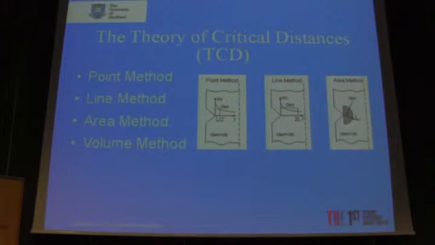The theory of critical distances can be formalised into four main methods, which are the point method, the line method, the area method and the volume method. The common feature within all of these methods is that they assess the elastic stress field ahead of a stress concentration feature using the critical distance, and the components are assumed to fail when the stress at the critical distance reaches the material strength. The critical distance can be formalised mathematically using this formula, as we've seen in previous presentations, making it a function of the plane strain fracture toughness and strength.